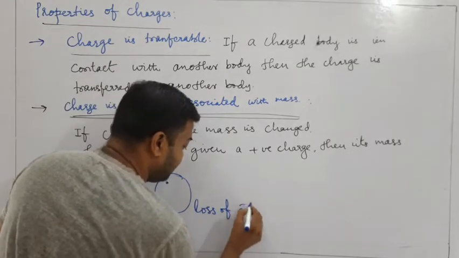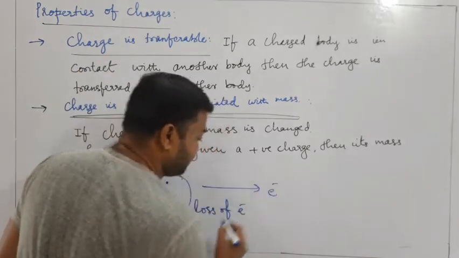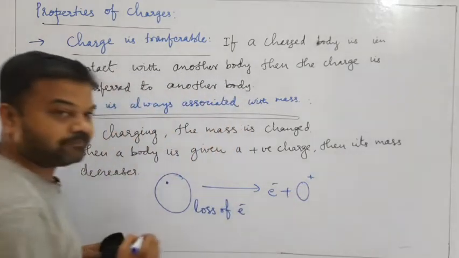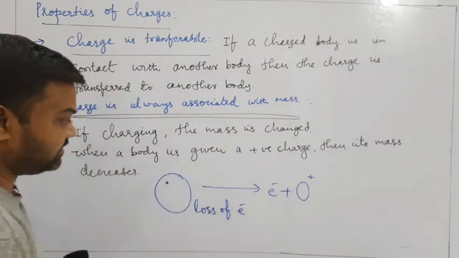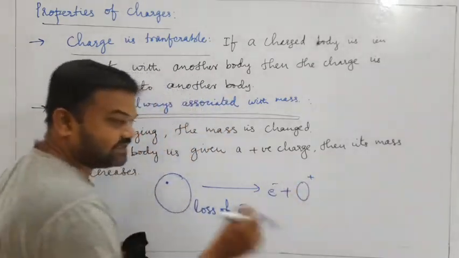Here this body is losing one electron. When this body loses one electron, then it becomes a positively charged body, and its mass decreases.